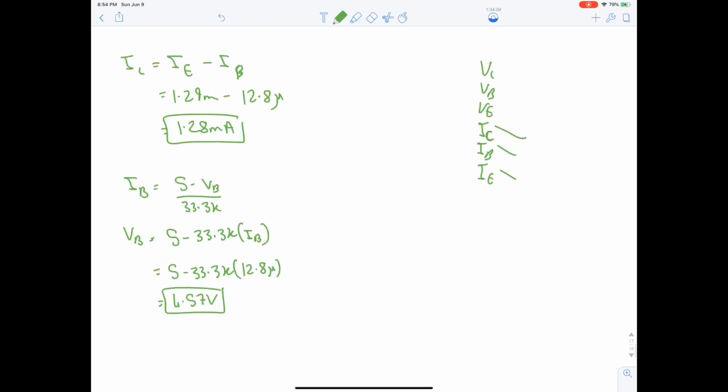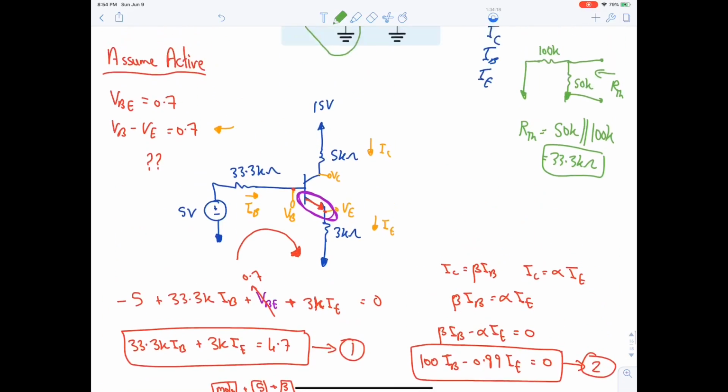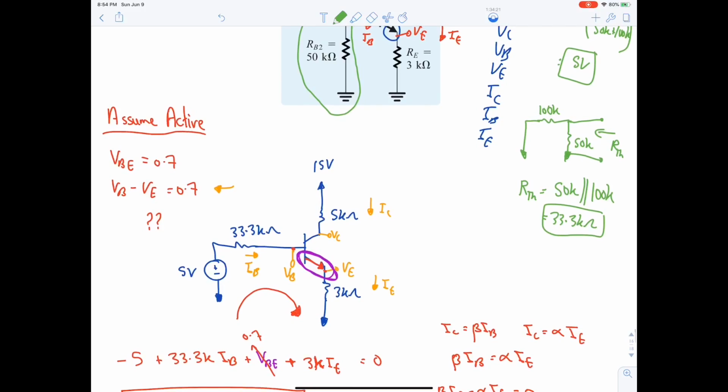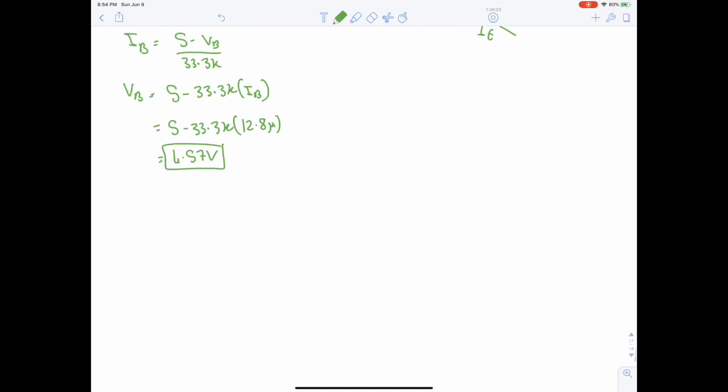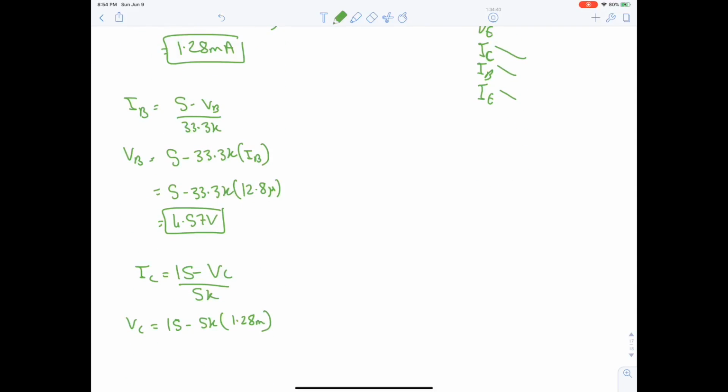We finished VB. Now VC and VE, we have to do the same thing, Ohm's law actually. For IC it will be 15 minus VC over 5K, so VC is equal to 15 minus 5K IC, which is 1.28 milli, which is equal to 8.54 volt.